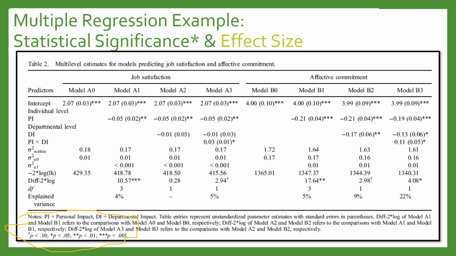Notice there's an intercept, and that is the A in the regression equation, and that's at the end. So the intercept is the starting point. Remember, that's the constant, the starting point for the dependent variable if the values for all independent variables in the model equal 0. So for instance, if there were no individual or departmental budget cuts, we would predict that employees would have a mean job satisfaction rating of 2.07 on a 3-point scale and a mean affective commitment rating of 3.99 on a 7-point scale.